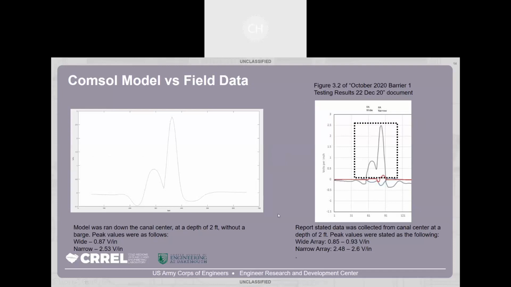And you see that for their wide array, they get anywhere between 0.85 and 0.93 volts per inch. And our model was showing 0.87. And for their narrow array, they were picking up anywhere between around 2.5 to 2.6. Our simulation is showing very close to that.